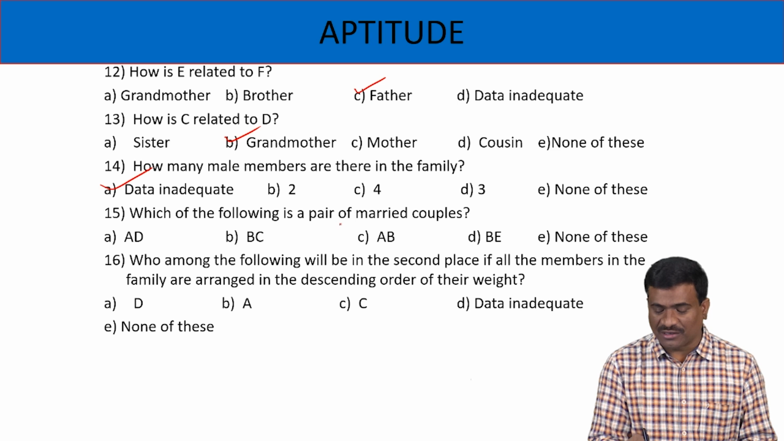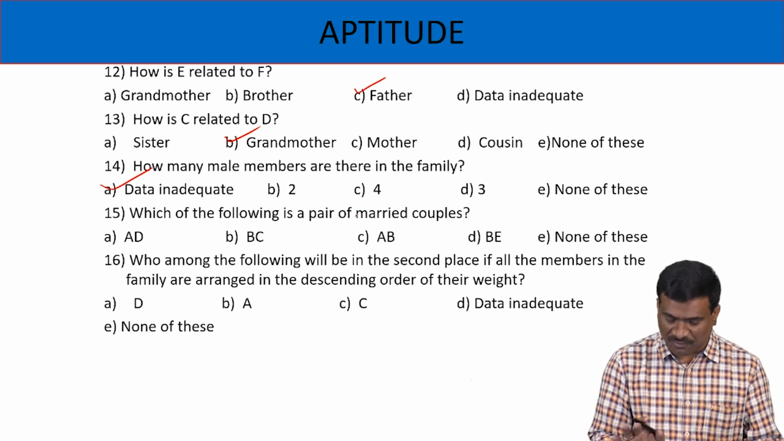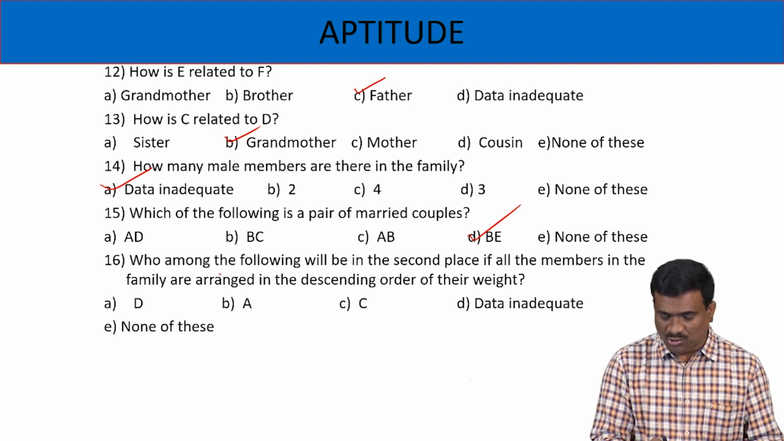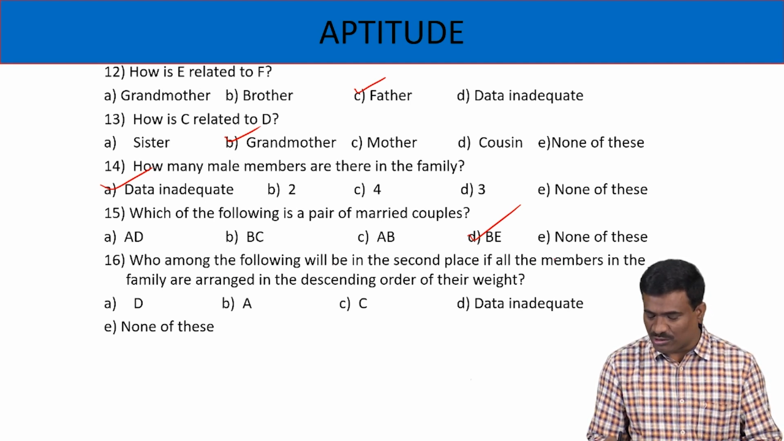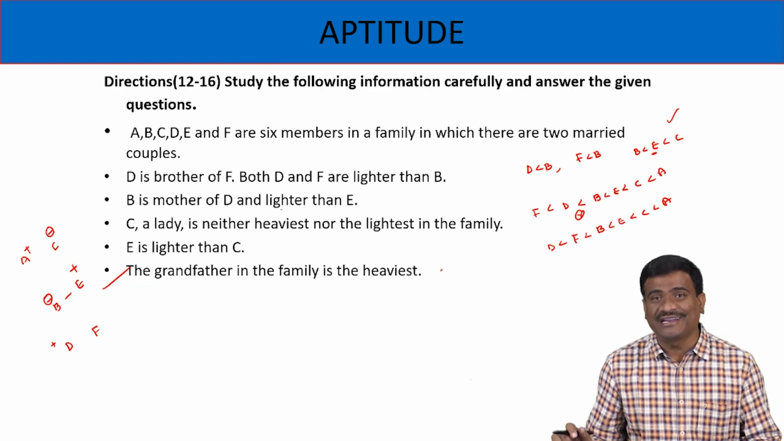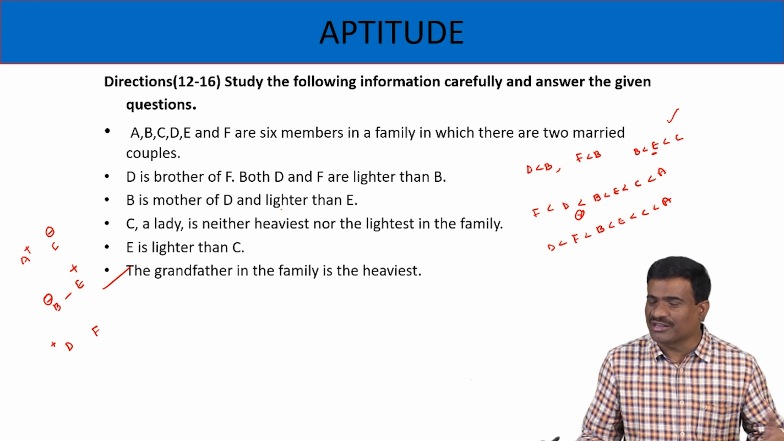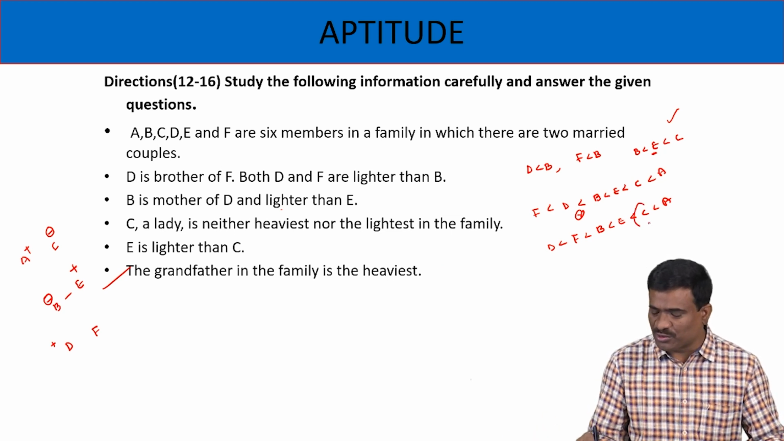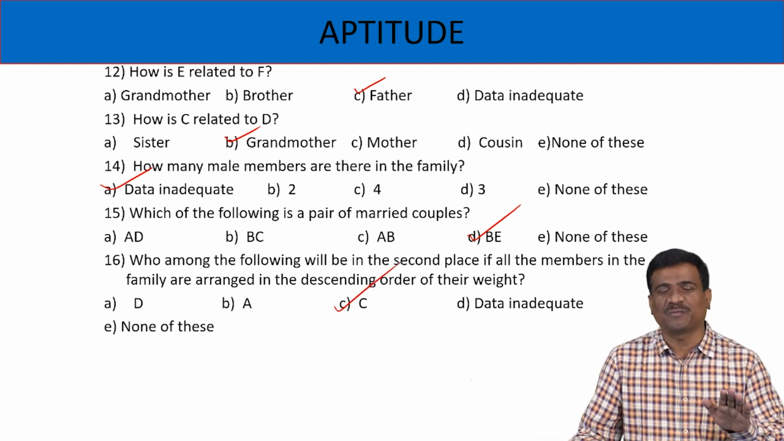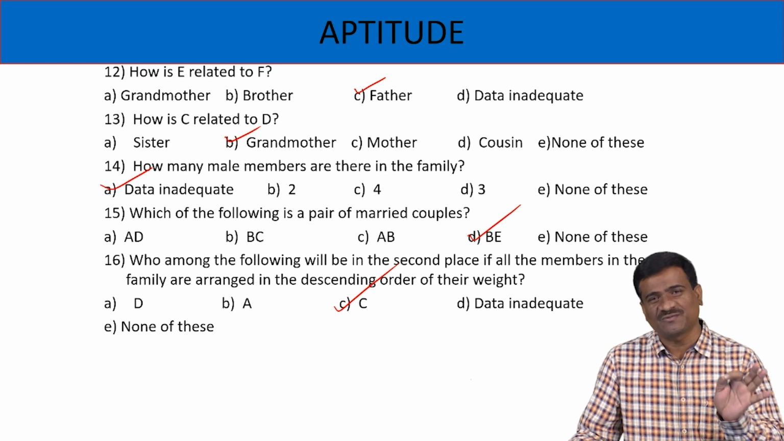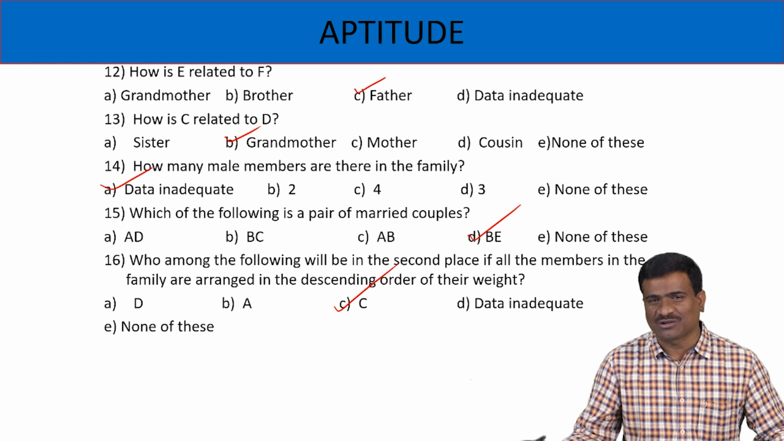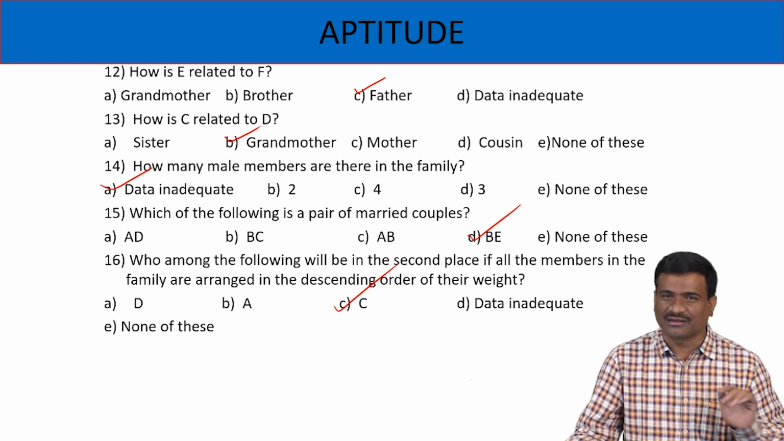Which of the following is a pair of married couples? AC and BE. But AC is not given, only BE is given. Next, who among the following will be in second place if all the members in the family are arranged in descending order of their heights? In ascending order D or F is possible, but in descending order only C is possible, which means option C. This is about the puzzle test. One puzzle, 5 questions, 5 marks. The logic is one relation concept, second comparison concept, greater than or less than.